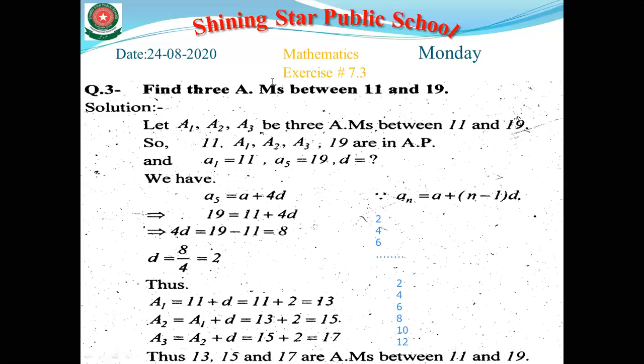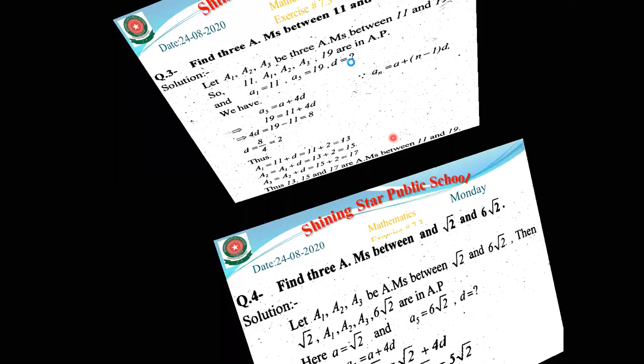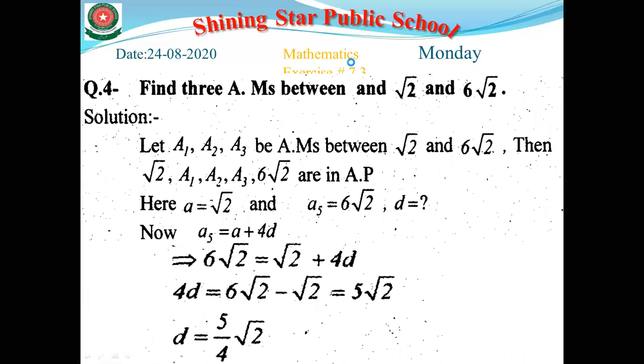Very simple. So the same here: to find A1, we add D to 11, so 13. For A2, we add 13 plus 2, 15. Next, 15 plus 2, 17. Very simple exercise. Now let's start question number 3. Find 3 AMs between square root 2 and 6 square root 2.